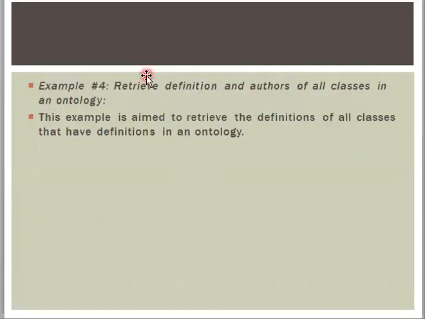Okay. Example number 4. We have example number 4 here. Retrieve definition and authors of all the classes in an ontology. What we need to have, we have to retrieve the definition of an author. So the data sample for the above example is to retrieve the definition of all classes that have definition in an ontology.